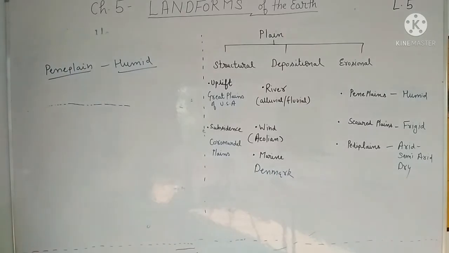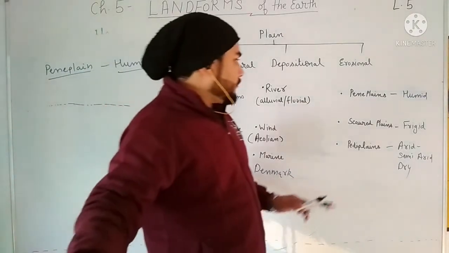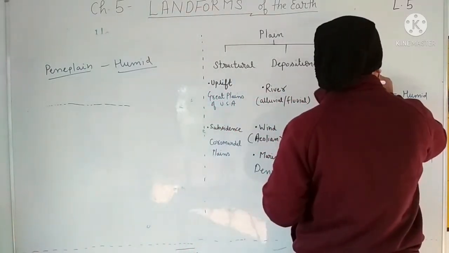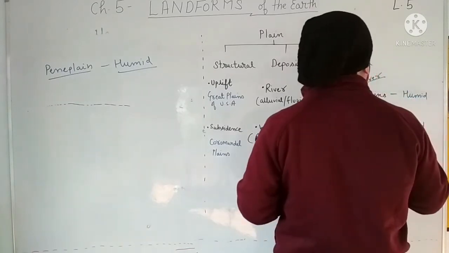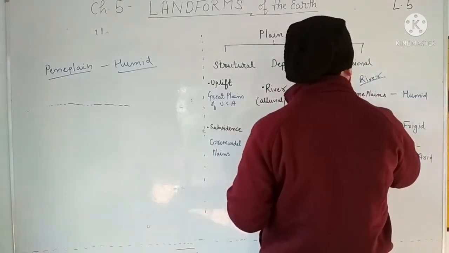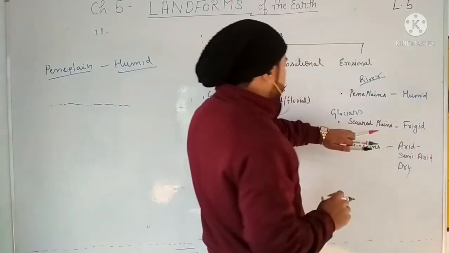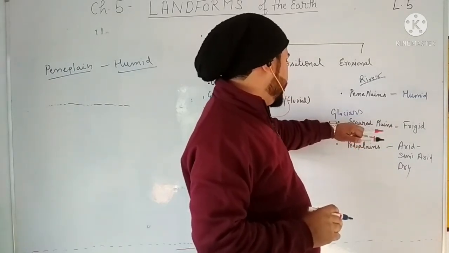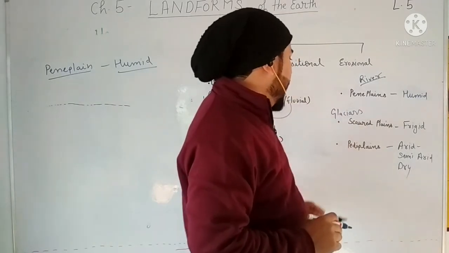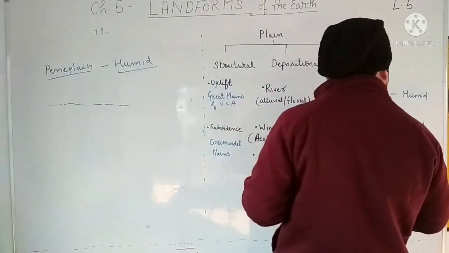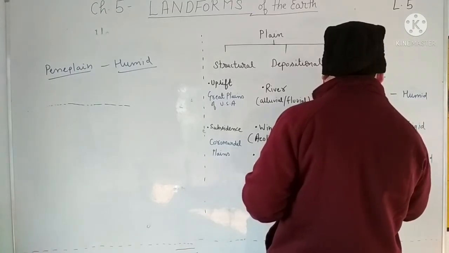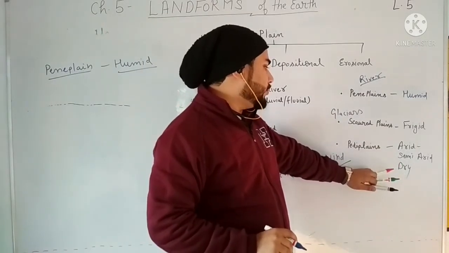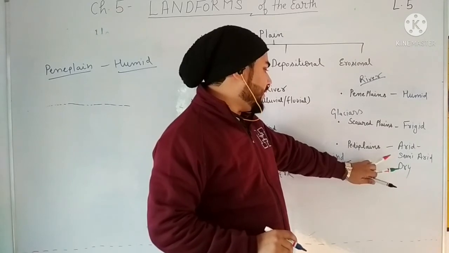So the plains which are formed by the erosional work of rivers, or glaciers, if the glaciers are doing erosion in frigid zones, these glaciers will form scoured plains. And if the air or wind is doing erosion of some highland and bringing it to the leveled ground, that type of plain is called a paddy plain.